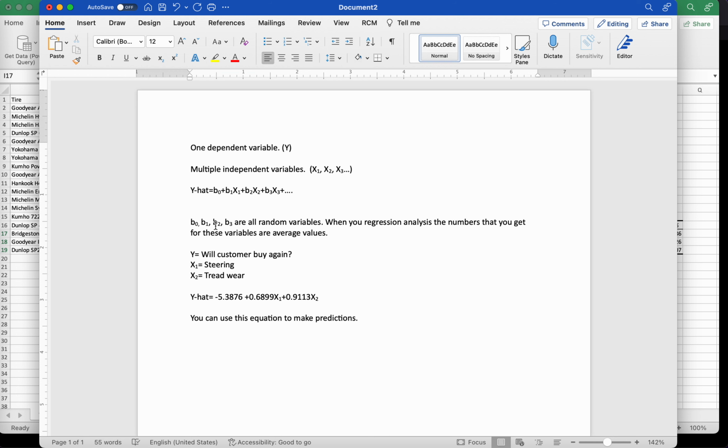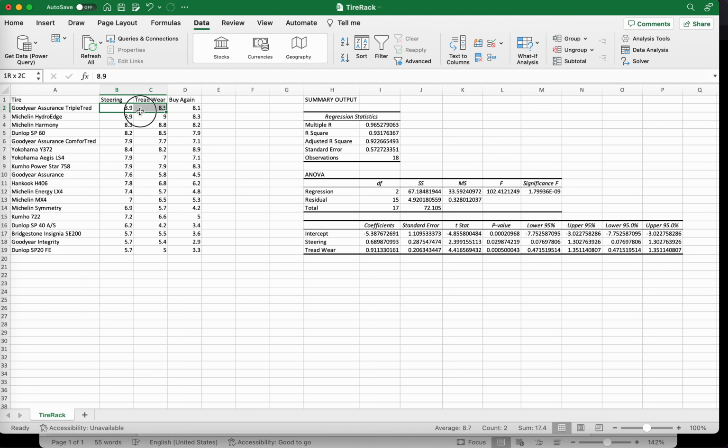Now remember, anything that comes out of this equation is a prediction. In fact, you can plug in these two numbers, say 8.9 and 8.5, into the equation. You are not going to get 8.1. So what exactly are you going to get? Well, let's figure that out, and then we can talk about some of the other numbers here.